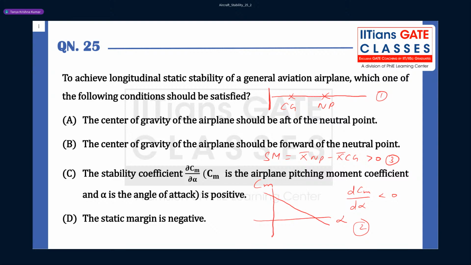Correct? So now let's look at the options. Center of gravity of an airplane should be aft of neutral point. No, this is not true. Center of gravity of an airplane should be forward of the neutral point. Yes, this is correct. Next option.